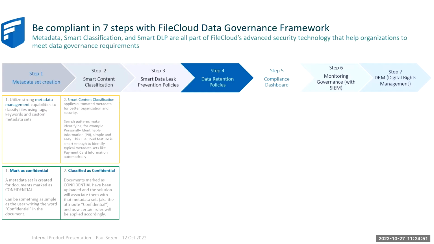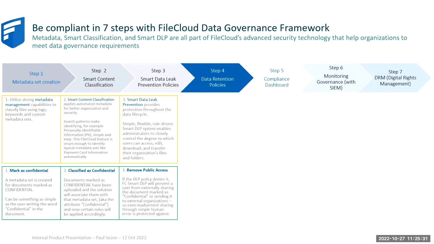And we move on then to smart content classification. So this applies automated metadata for better organization and security. Search patterns make identifying, for example, personally identifiable information simple and easy. And the FileCloud smart classification feature is smart enough to identify typical metadata sets like payment card information automatically. And from an end user perspective, then documents that have been marked as confidential have been uploaded, and the solution will associate them with that metadata set, aka the attribute confidential, and now certain rules will be applied accordingly.